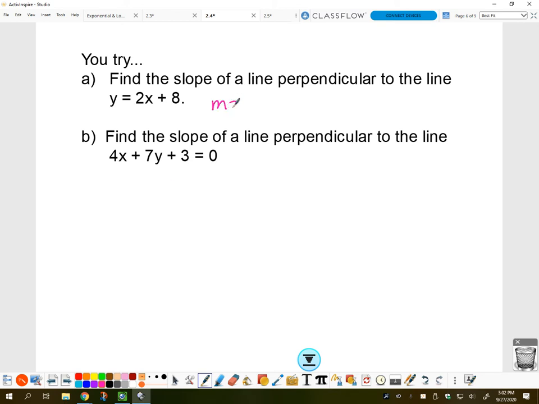Alright, so this has a slope of 2. That's like 2 over 1. So the perpendicular slope would be -1 over 2. This one, we have a slope of -4 over 7. So the perpendicular would be +7 over 4.